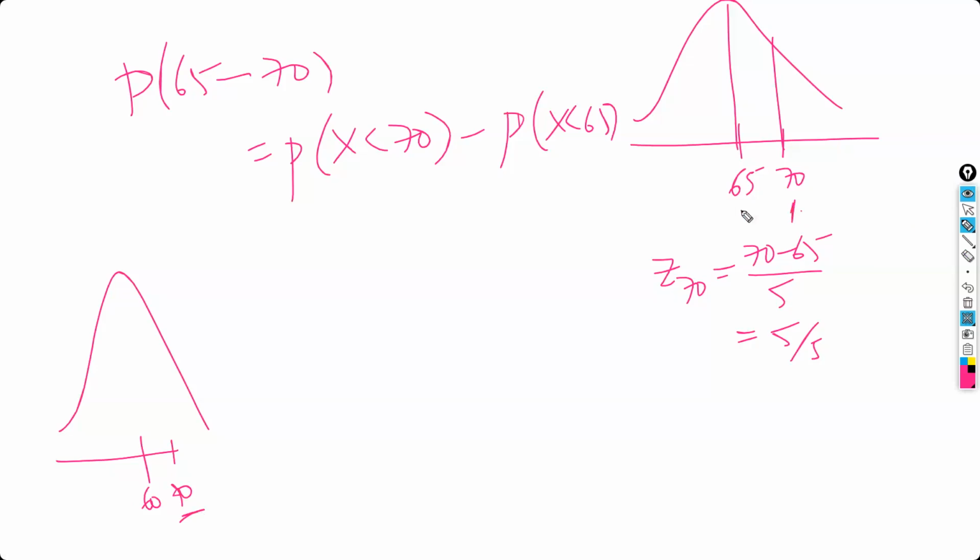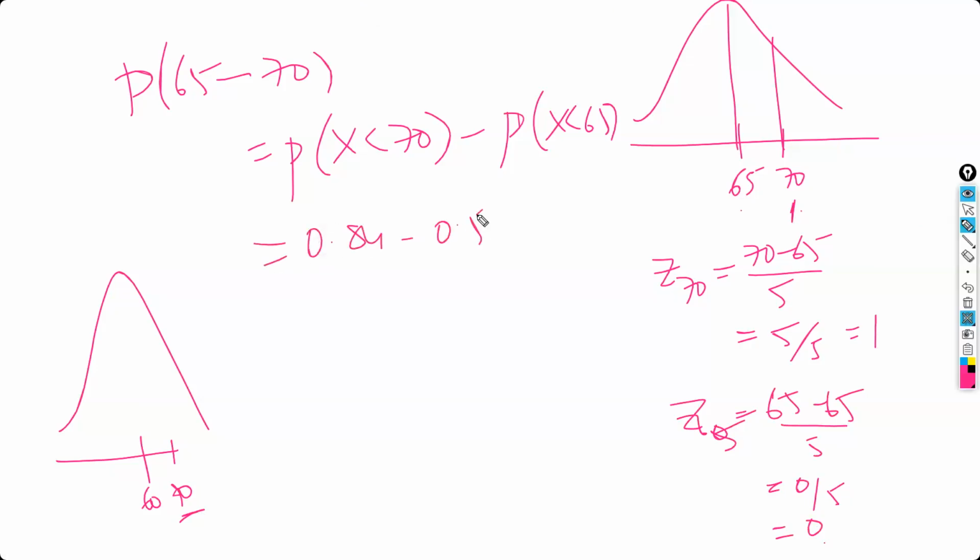Similarly, now calculate for z of 65. 65 minus 65 divided by 5, which is 0 by 5, which is 0. So if you calculate this, at exactly z equal to 1, 0.84 will be there. At exactly 0, it is going to be 0.5. If you subtract, 0.84 minus 0.5, which is again going to be 0.34 only.